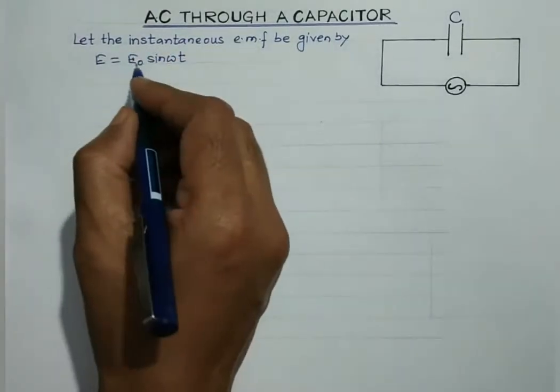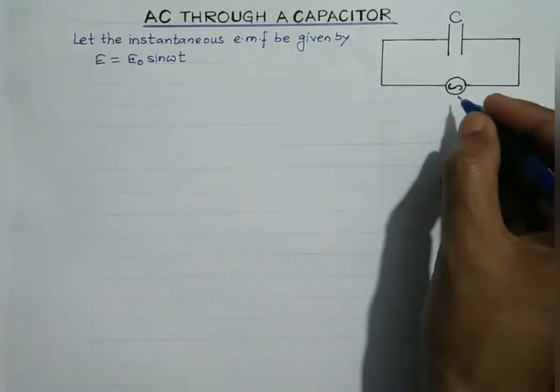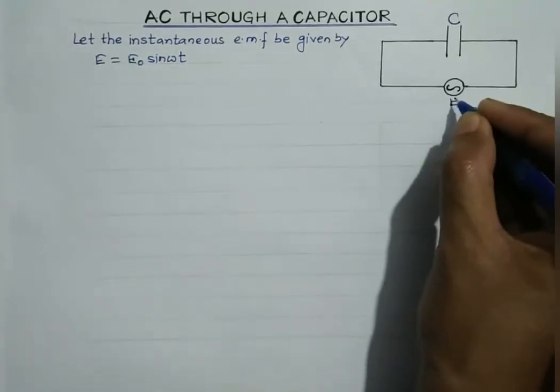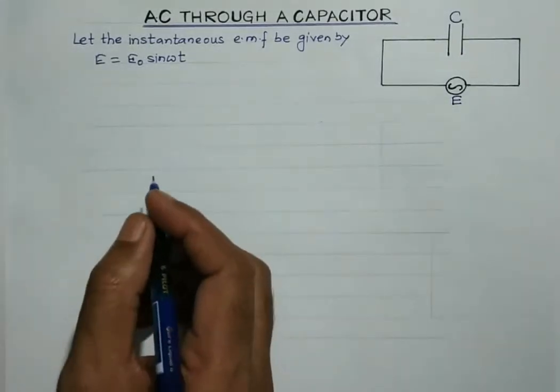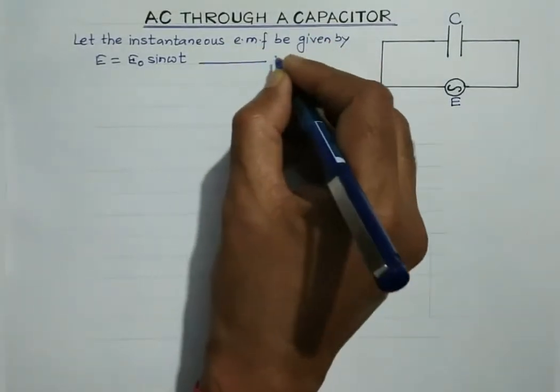It is also known as the EMF amplitude, right? This is the alternating EMF. So put this as equation number 1.